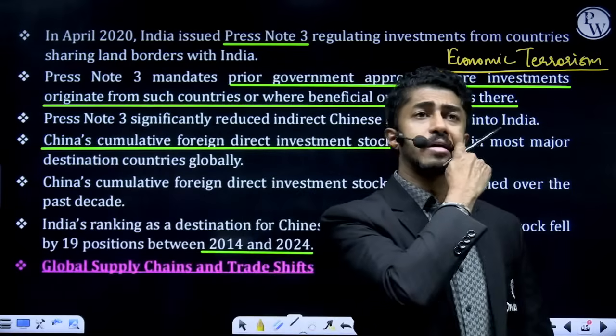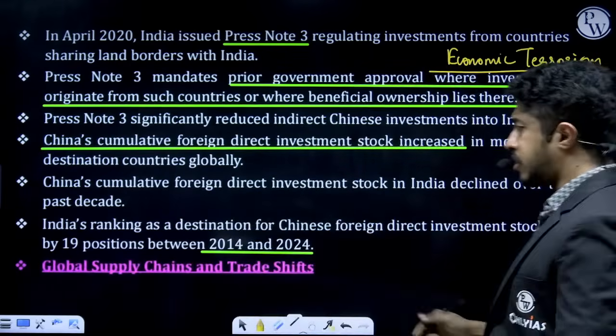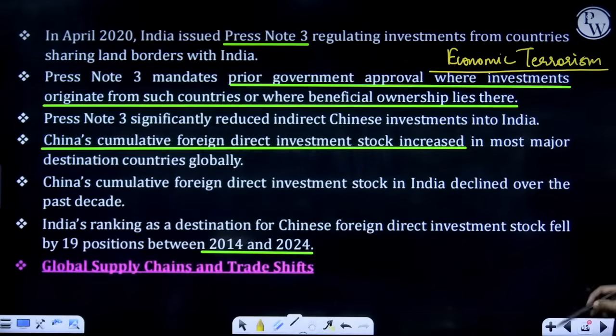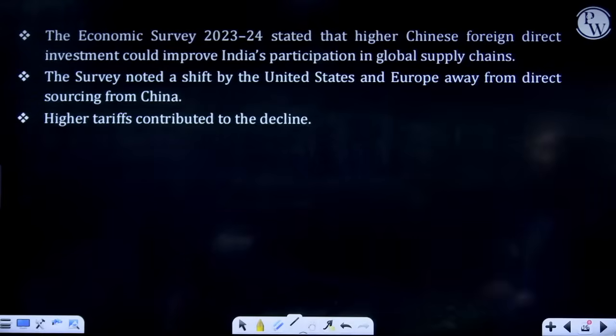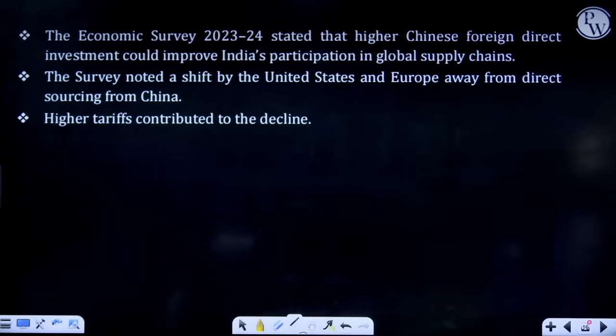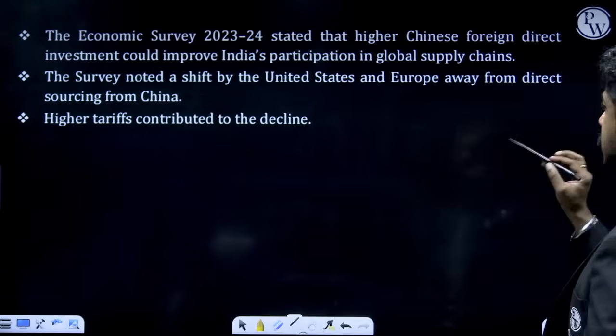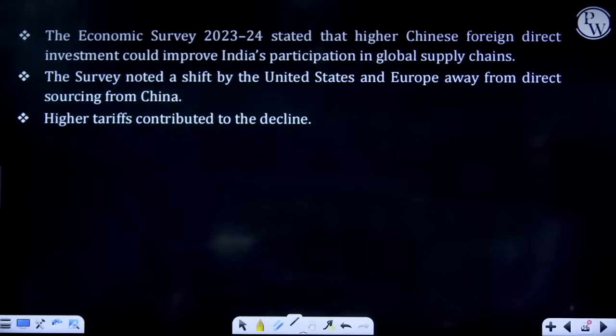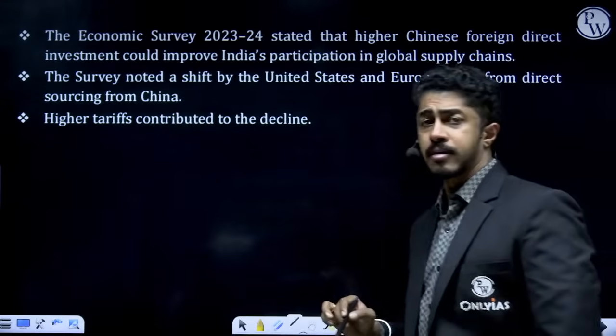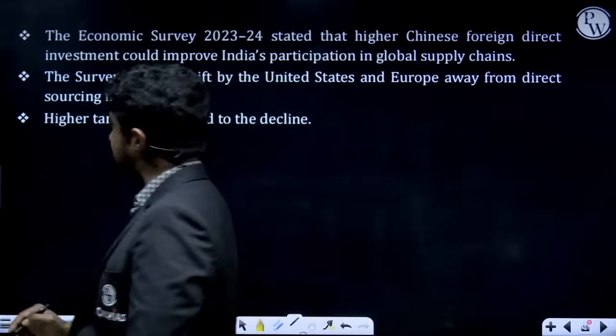Correct, Ankit Kumar. Moving on. Global supply chains and trade shifts. The Economic Survey 23-24 stated that higher Chinese FDI could improve India's participation in global supply chains. The survey noted a shift by US and Europe away from direct sourcing from China. Higher tariffs contributed to the decline. This is the answer. I think Gunjan had asked it.